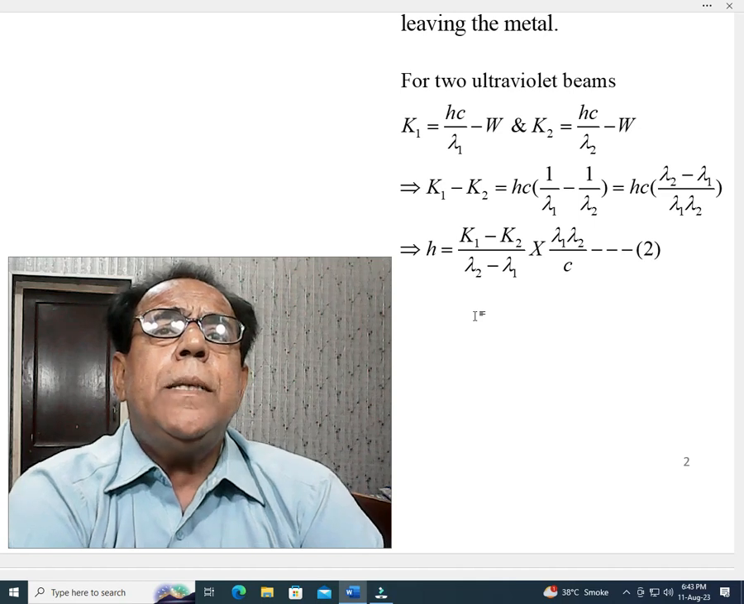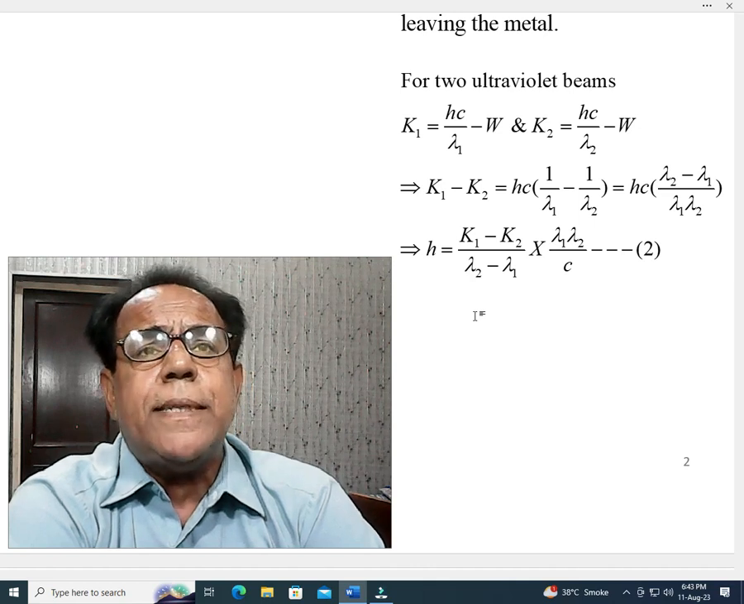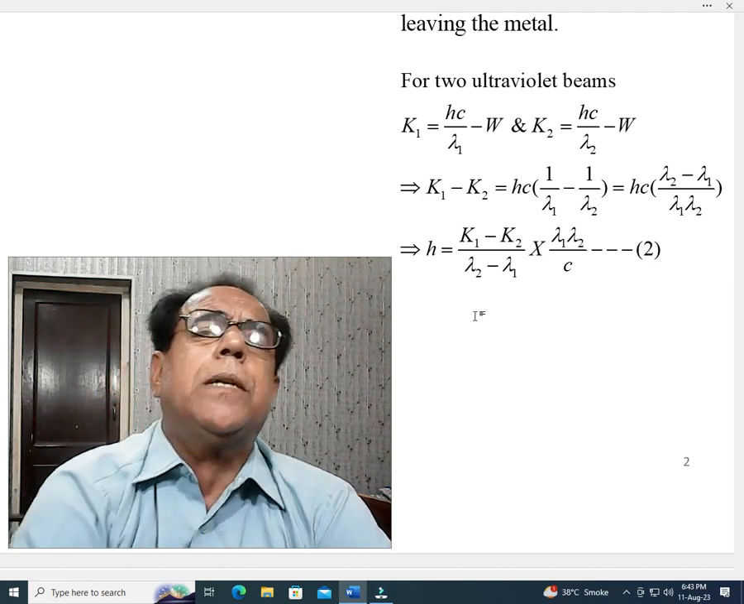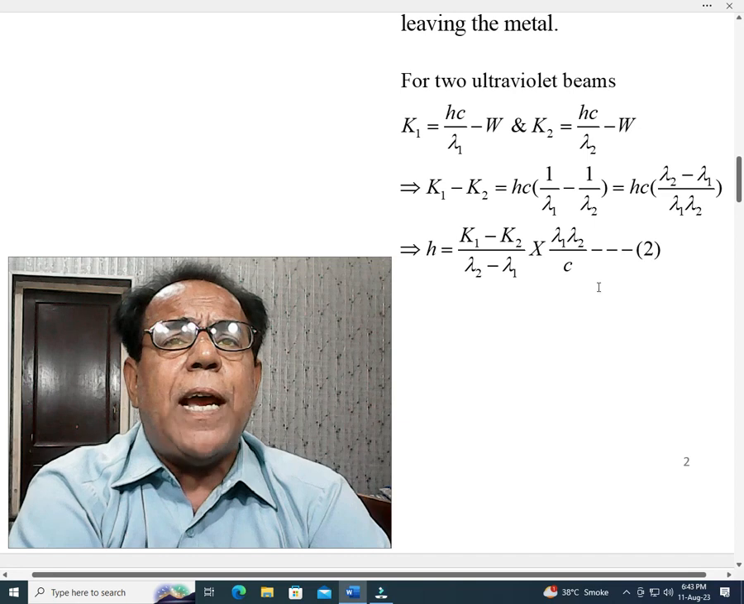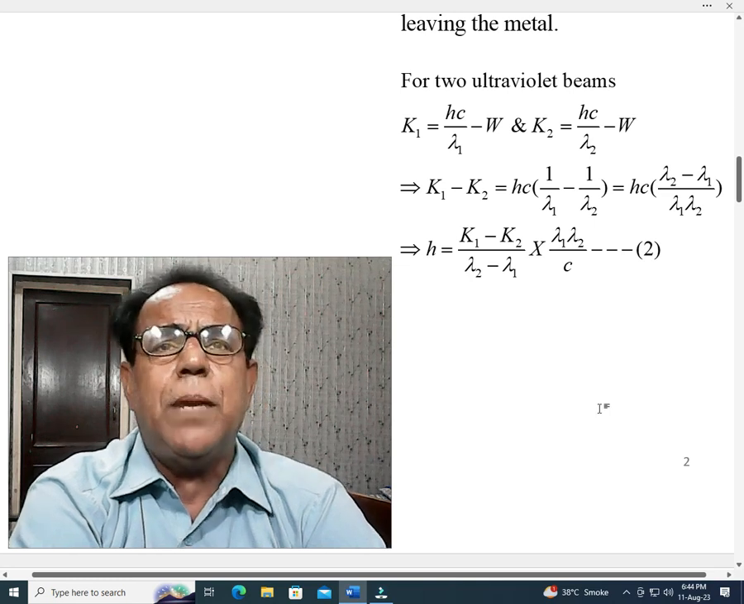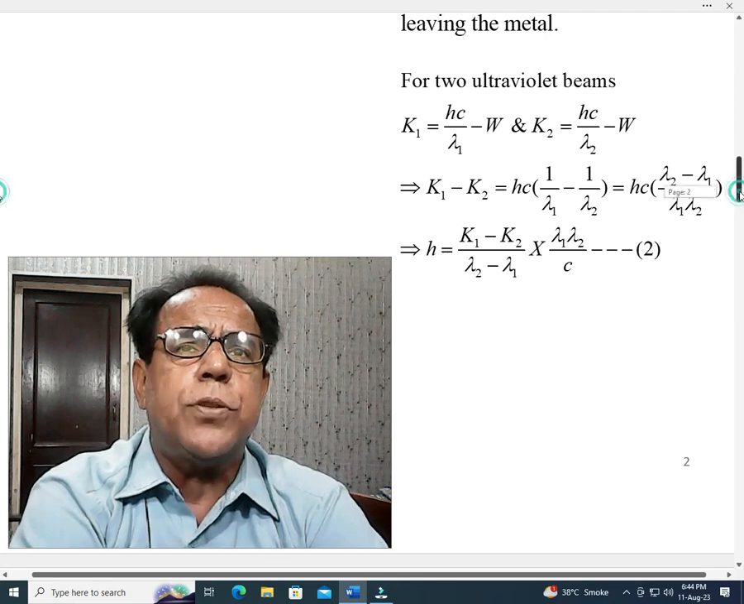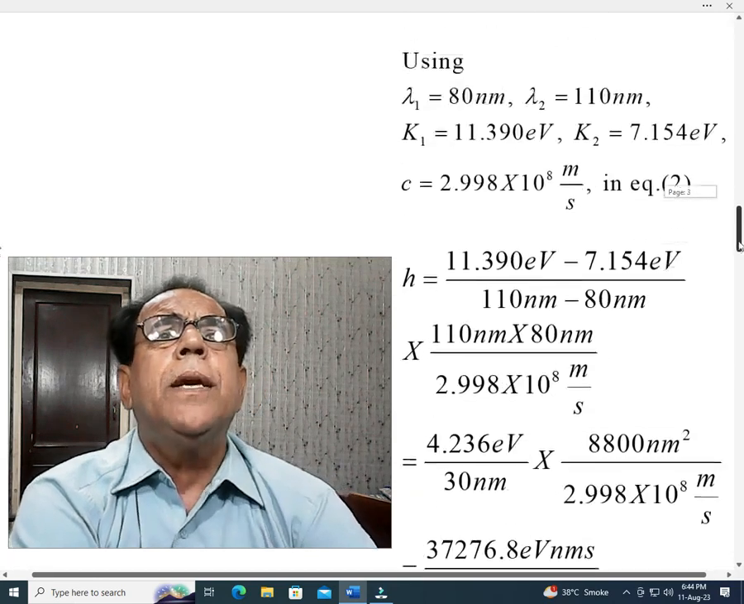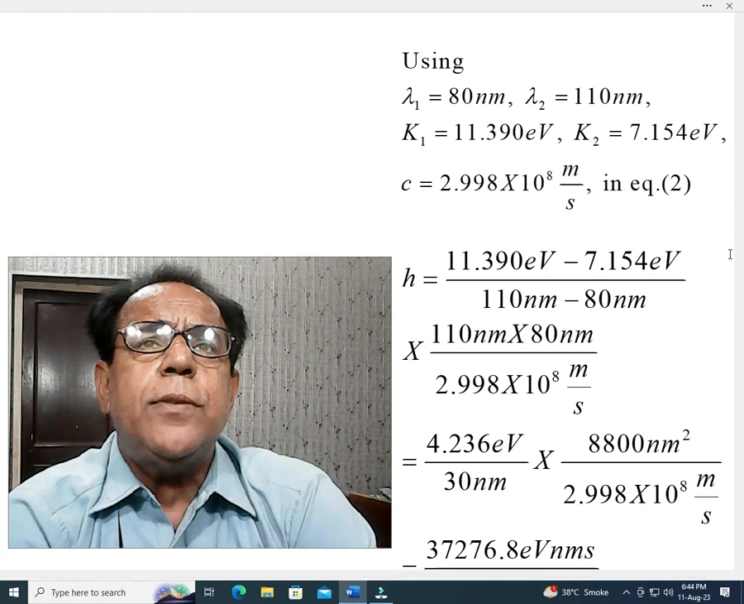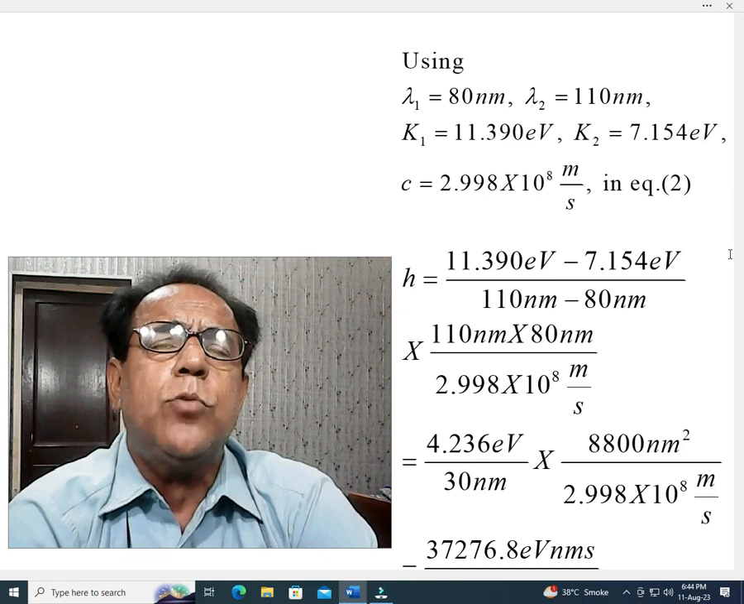This implies that if we keep h on one side, then it becomes equal to K1 minus K2 over lambda 2 minus lambda 1, into lambda 1 into lambda 2 over the speed of light c. Equation number 2. We will just put values in this equation number 2, and the value of h will become available, which will be very close to the exact value given in the table of physical constants. Using lambda 1 equal to 80 nanometer, lambda 2 equal to 110 nanometer, K1 equal to 11.390 electron volt, K2 equal to 7.154 electron volt, c equal to 2.998 into 10 raised to the power 8 meter per second in equation number 2.